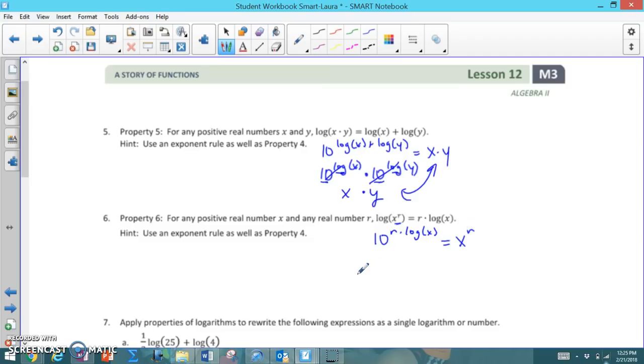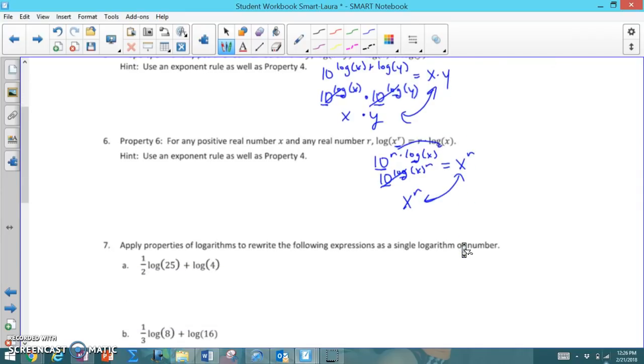Now this next one that I'm going to look at, I need to remember that I can move this exponent to the top. Because right now the 10 and the log aren't right next to each other, so I change it to 10 to the log of x to the r. And now that the 10 and the log are right next to each other, my answer is just what I'm taking the log of, which is x to the r.